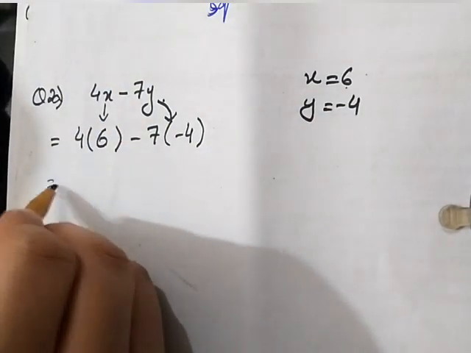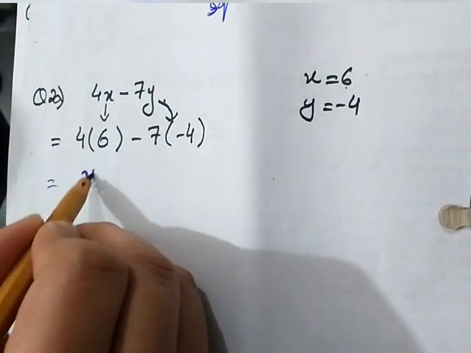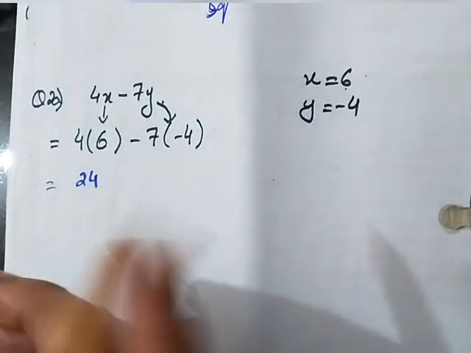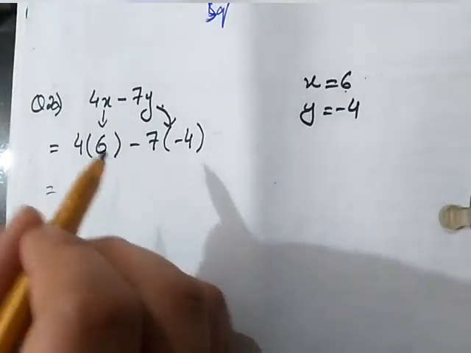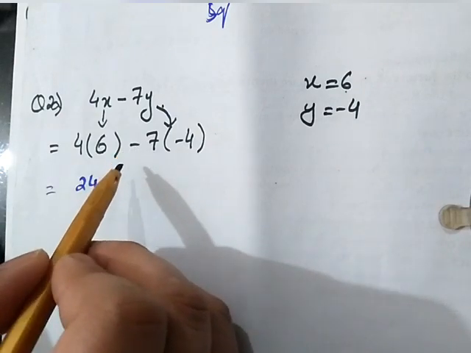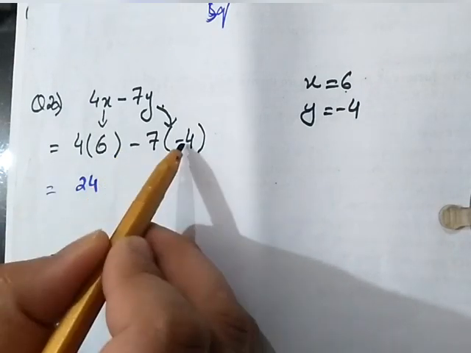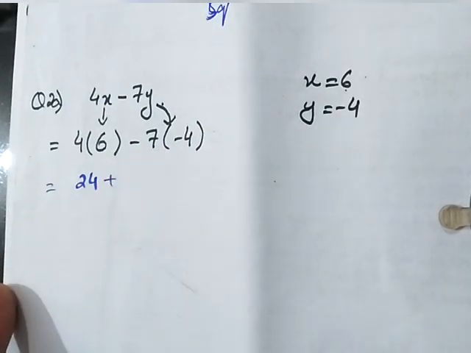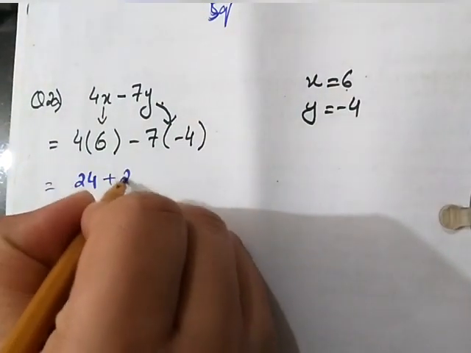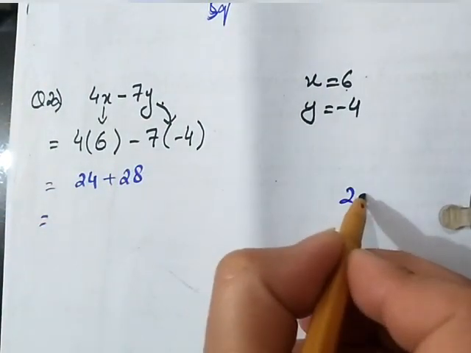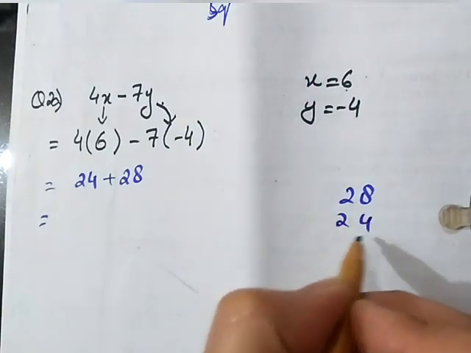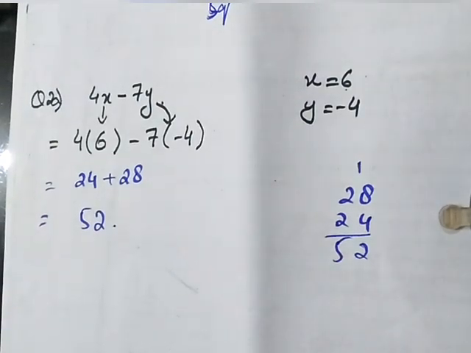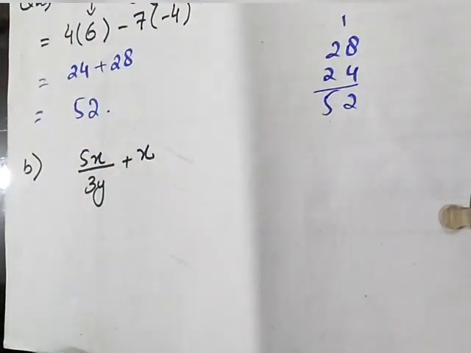4 6s are 24, minus plus. In multiplication, when two negative signs are multiplied, they become plus. And the second concept is, whenever there is a negative or minus sign outside the bracket, the inner sign changes, so it becomes plus. Next is 7 4s are 28. Now we add up these two terms, 28 and 24. That is 52.